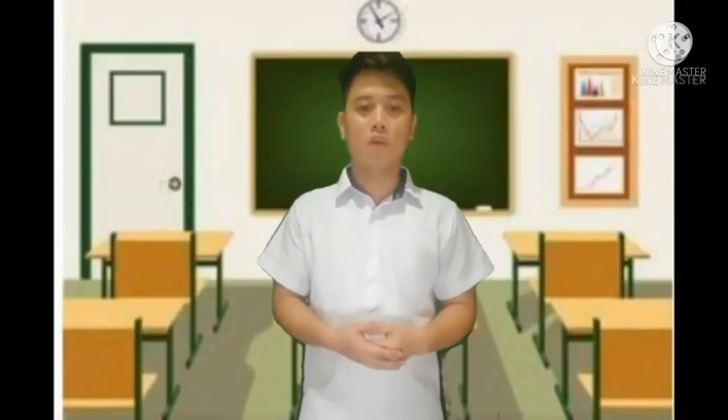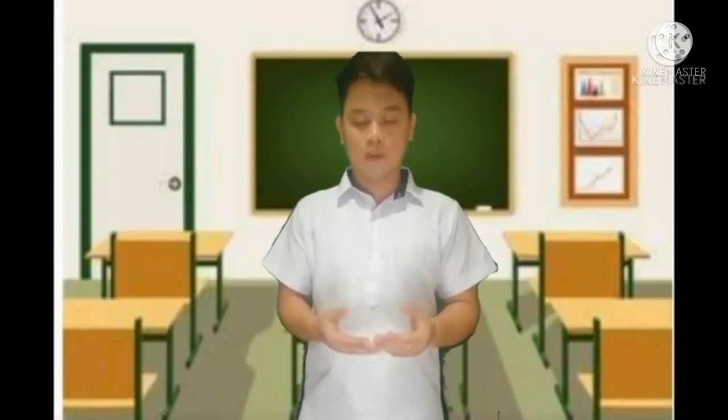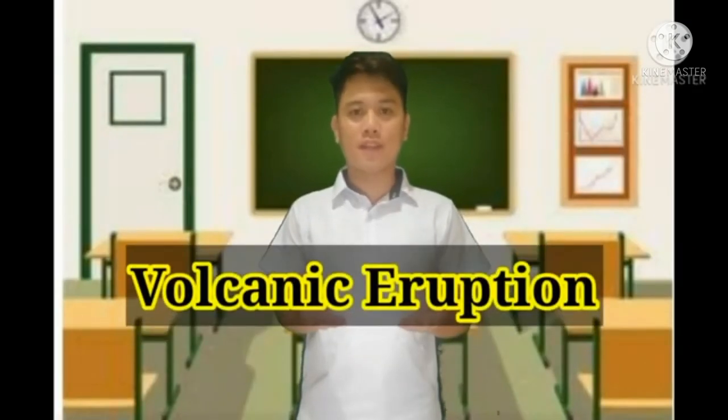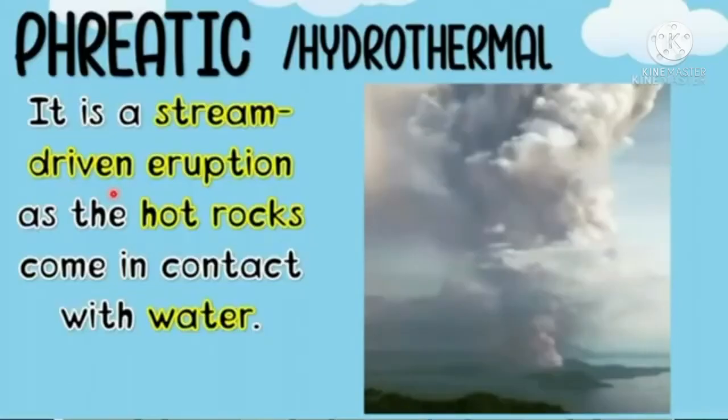Now, let's go to the types of volcano according to its volcanic eruption. The first one is phreatic. It is a steam-driven eruption as the hot rocks come in contact with water. It is also known as hydrothermal. Phreatic eruption is the type of eruption that happened to Taal Volcano last January 12, 2020.